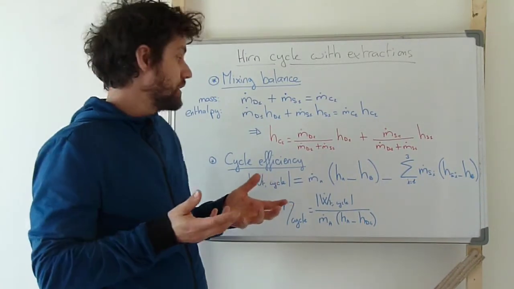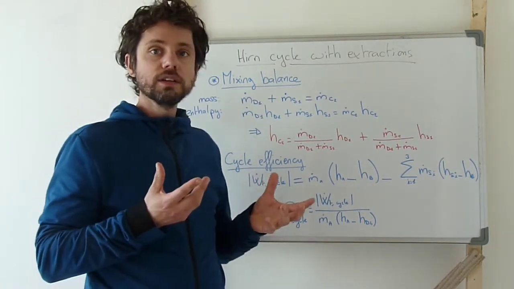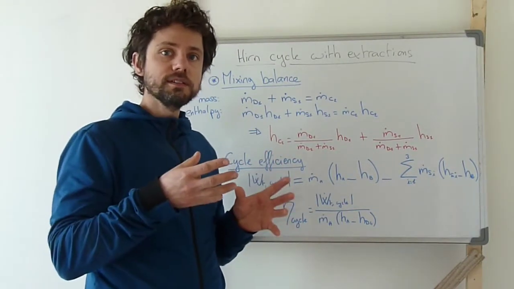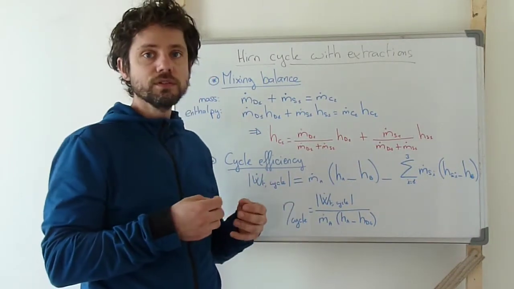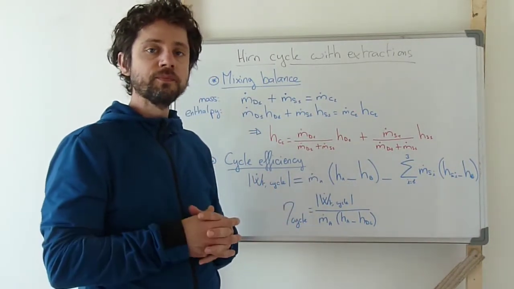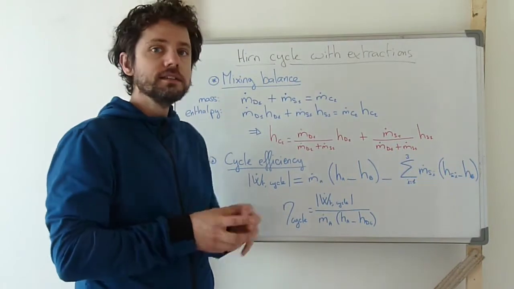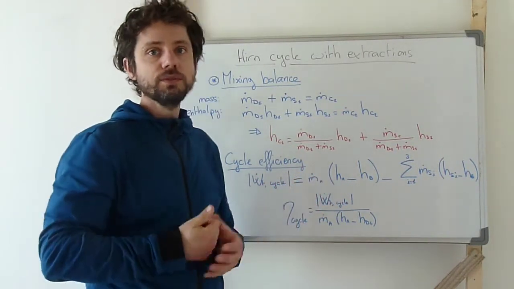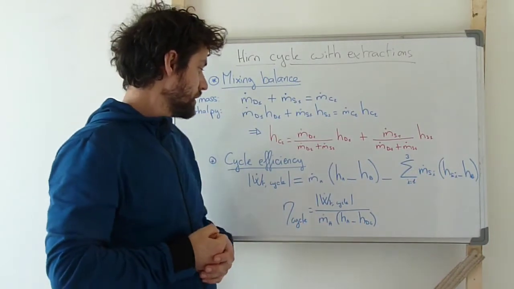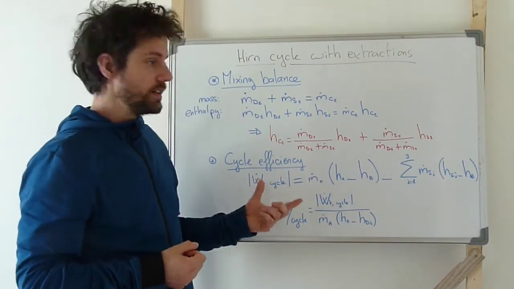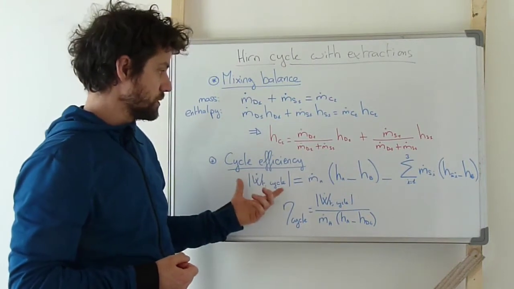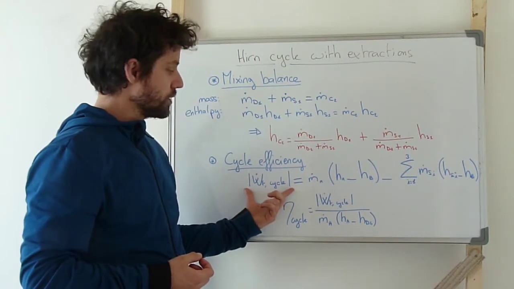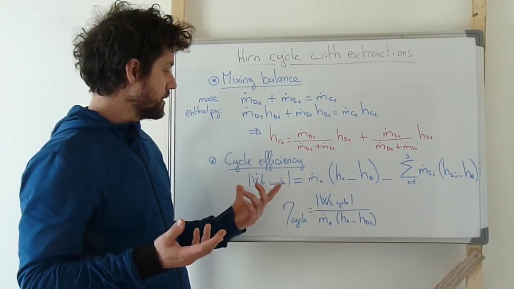This is due to the fact that the extractions have decreased the mass flow rate that is expanded, so not all the mass flow rate entering the turbine is expanded down to the low pressure of the cycle. So one elegant way of writing this is to write that, here with the absolute value to have something positive, the technical power of the cycle.